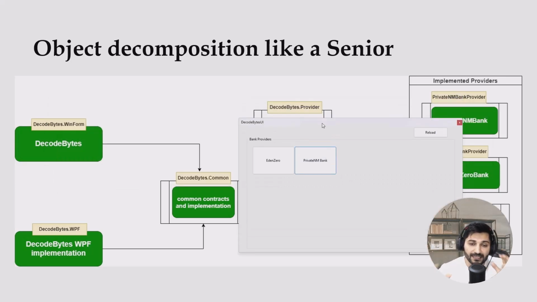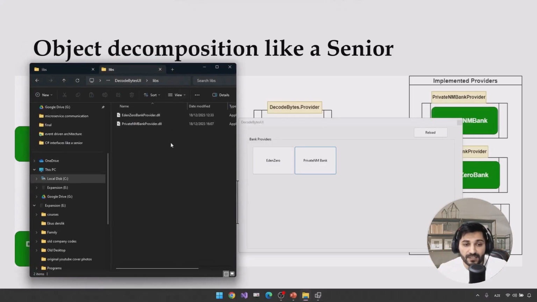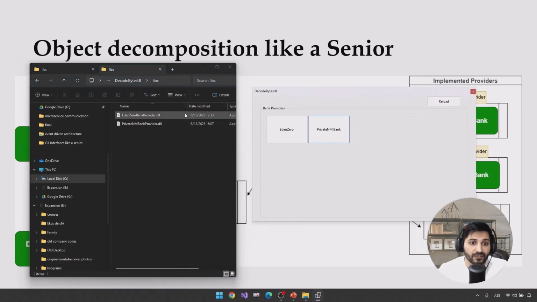From the first glance, it seems really easy, but when you dive into details, you understand that it requires a lot of effort to develop this application. This is our libs folder, and in the libs folder, we have different libraries. Actually, we have a library per provider. So we have the Eden0 bank provider, and the private NM bank provider.